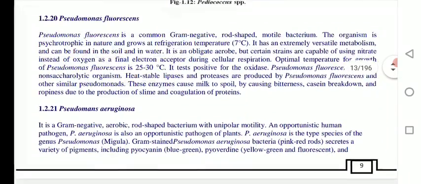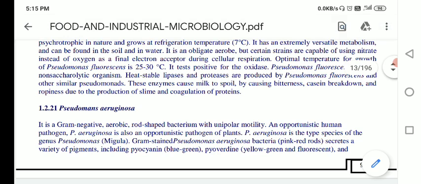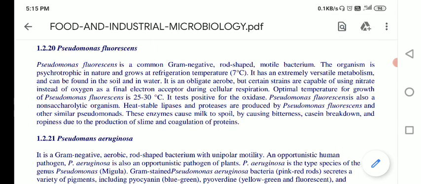Then next, Pseudomonas fluorescens. Pseudomonas, we are all familiar with. Pseudomonas fluorescens is a common gram-negative, rod shaped, motile bacterium.